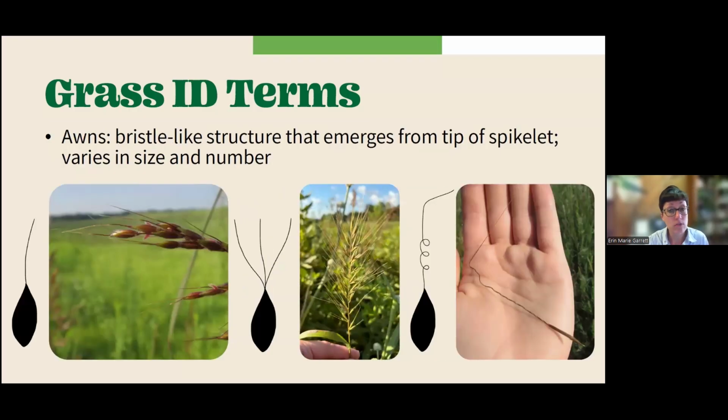The one that's more common is awns. And they're bristle-like structures, but they emerge from the tip of a spikelet rather than the base. They vary in size, shape, color, number. So ones that we can see here, these are kind of shorter individual awns. We've got kind of paired longer awns, and then awns can even be quite long, multiple inches long.